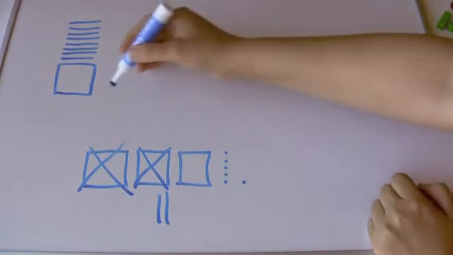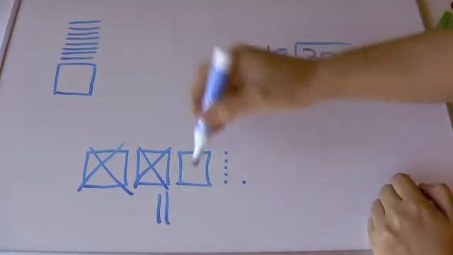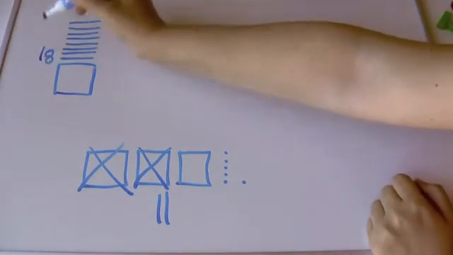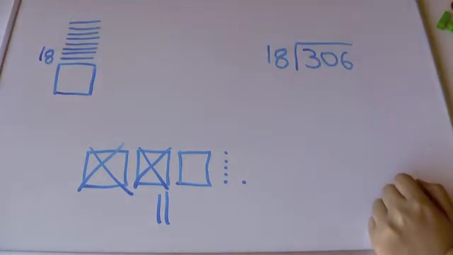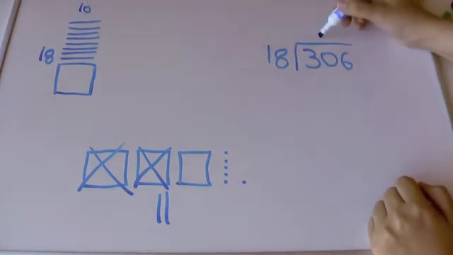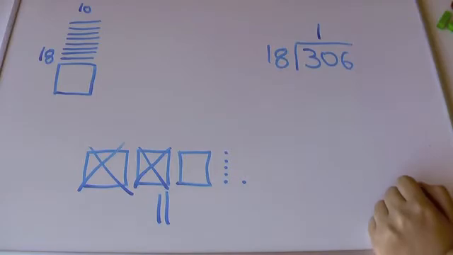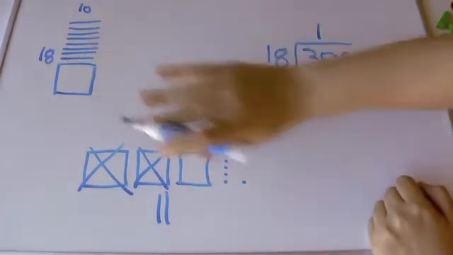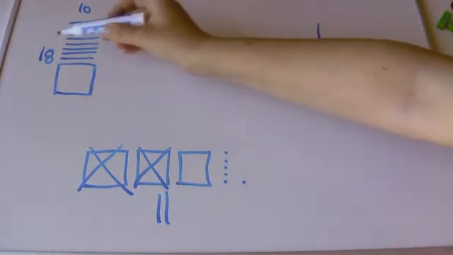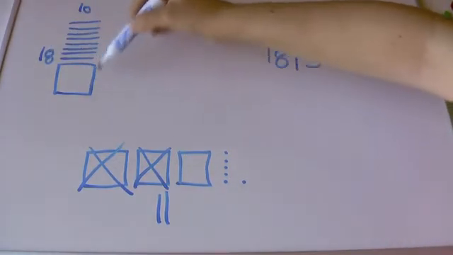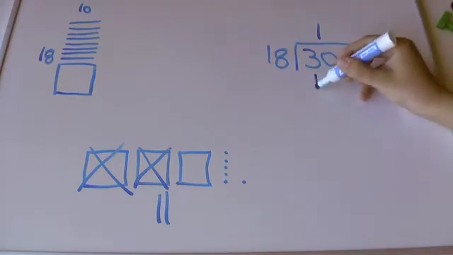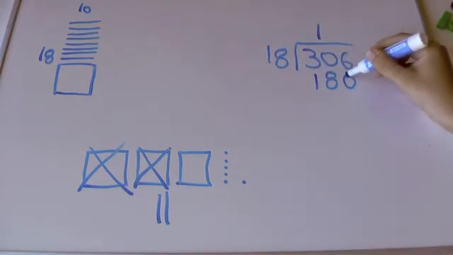And so can I do it again? Can I do another 180? No, I don't have enough. So I'll label that. I have made a rectangle with 18 on one side, and I've gone across the other side 10. So how much did I take away from my 306 that I started out with? I took away 18 times 10, which is 180, or over here, 18 times 10, 180.